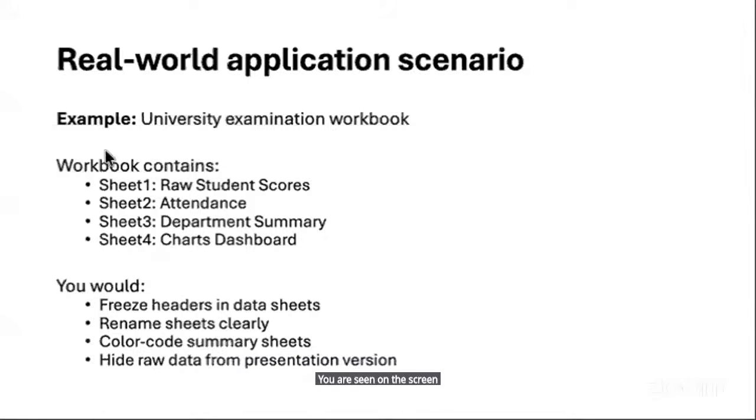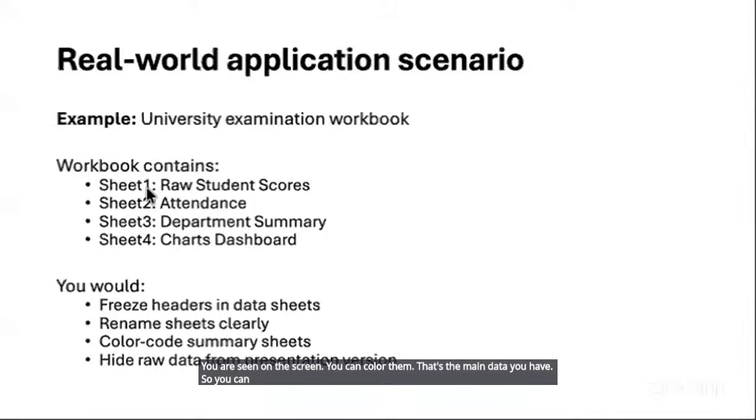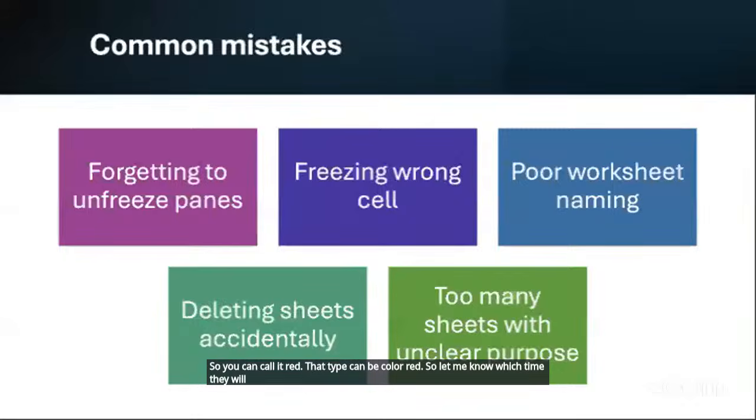And you can color them. The raw, that's the main data you have, so you can color it red. That tab can be colored red. So let me know next time they will come to that. These are common mistakes: you have frozen some things and you forgot to unfreeze them. You are freezing the wrong cell.